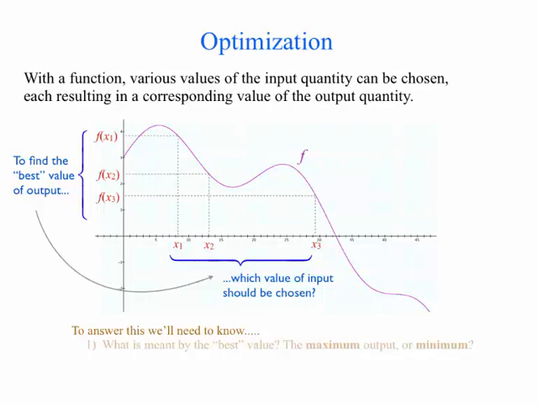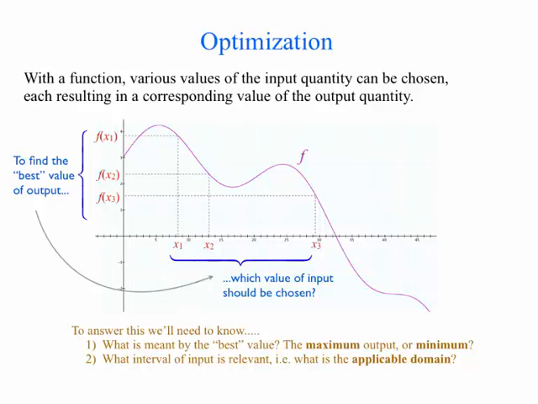First thing is, we'll need to know what is meant by the best value. Are we talking about the maximum or the minimum output value in a given situation? Sometimes it's maximum, sometimes it's minimum. And the second thing we need to know is what interval of input is relevant, and we'll call that the applicable domain. So given this real-world situation, what interval is going to apply?